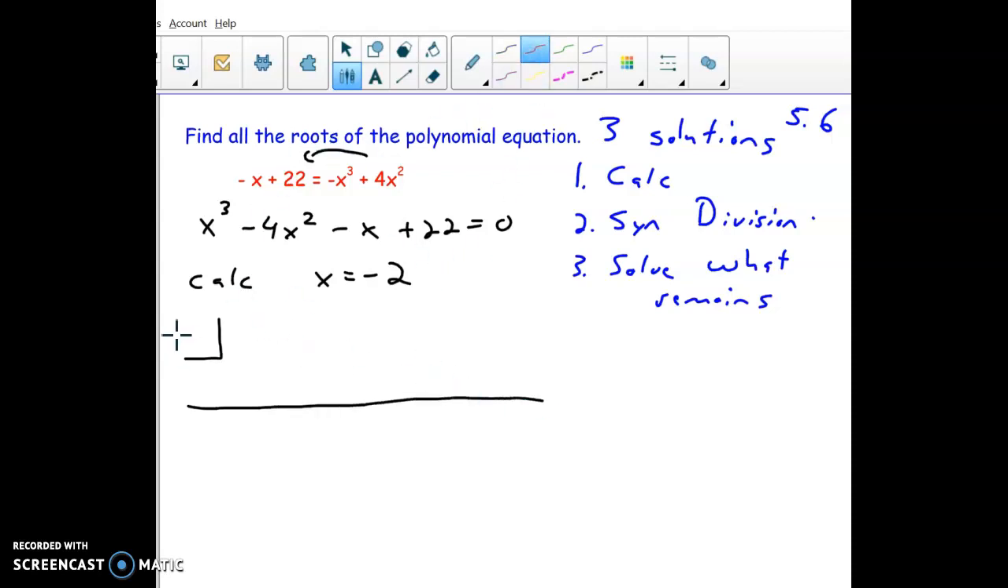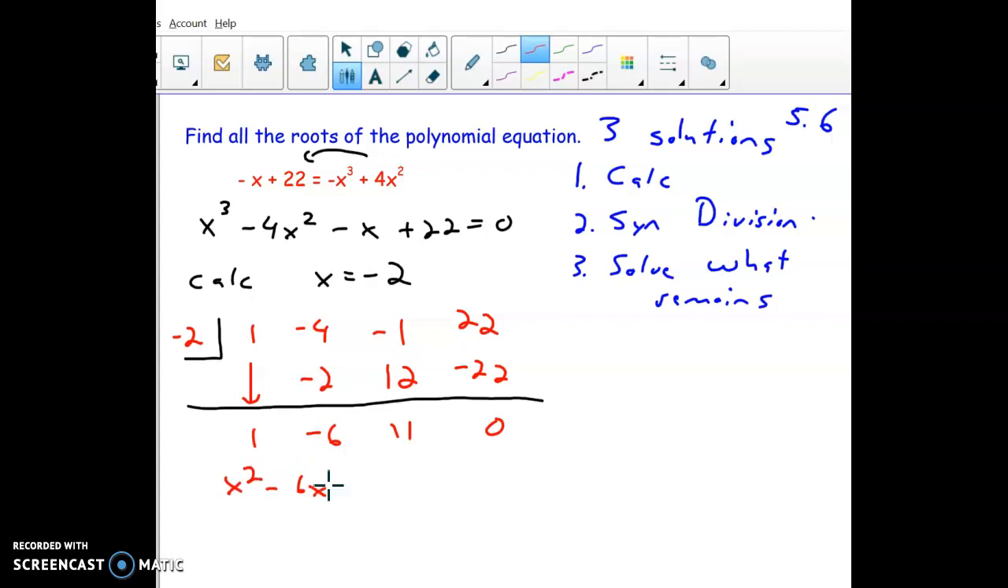All right, and so into the window goes the answer, and then we put our coefficients. So 1, -4, -1, and then 22. Right, and I should get remainder 0 if this goes right. So we're going to drop this 1, multiply with the window, add, multiply with the window, add, multiply with the window, and then add. All right, and so we have x squared minus 6x plus 11. Okay, and we got to solve that.